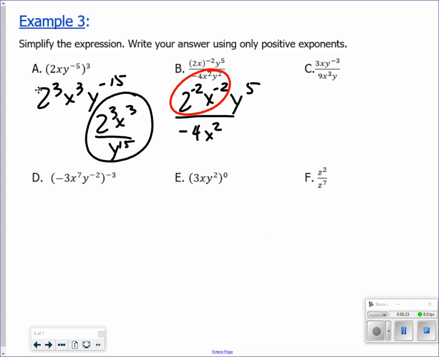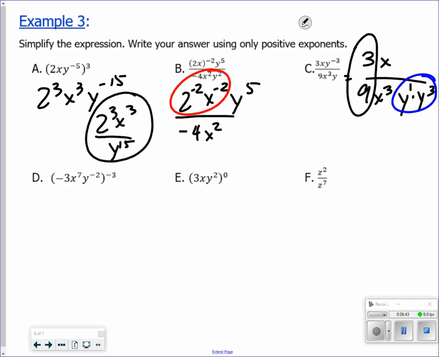All right. 3, the y is in the wrong place. So 3x. I'm going to move the y to the negative 3rd. Now it's the bottom. 9, x to the 3rd, y. And now it also has a y to the 3rd. So these two right here. Now, the 3 and the 9 is a fraction. So that's 1/3. x over x to the 3rd.